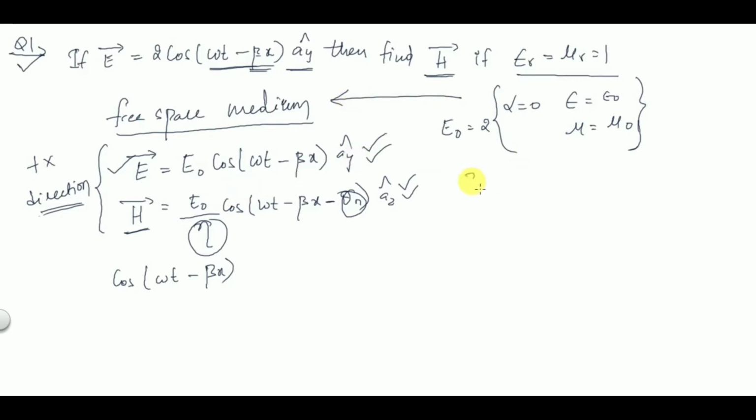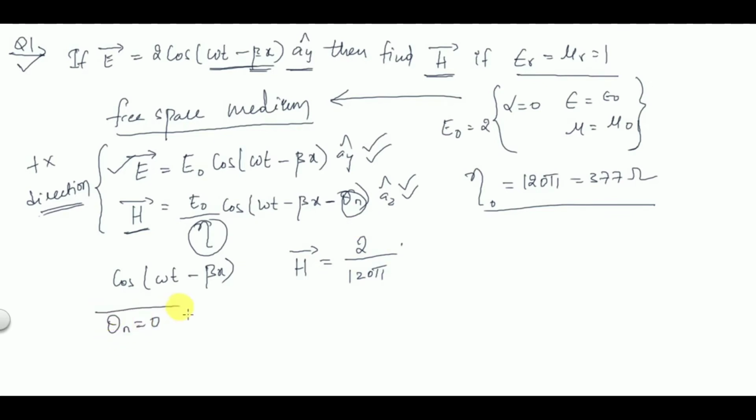When the medium is free space, what is the value of intrinsic impedance? Eta naught I have told you, eta naught is equal to 120 pi or 377 ohms. So H bar is equal to E naught, which is 2, divided by eta naught, which is 120 pi. What is theta n value again? Theta n is equal to 0.